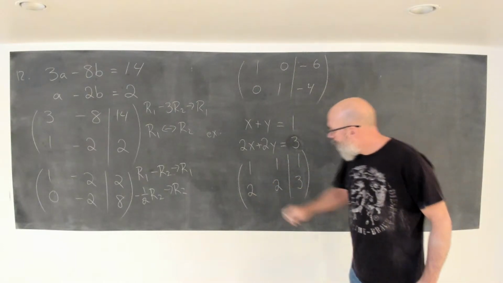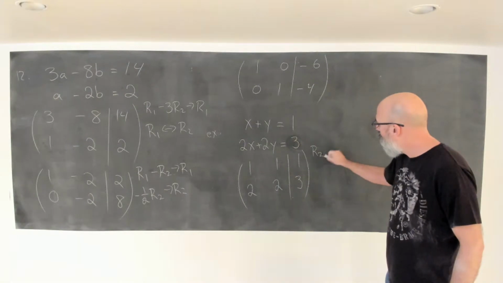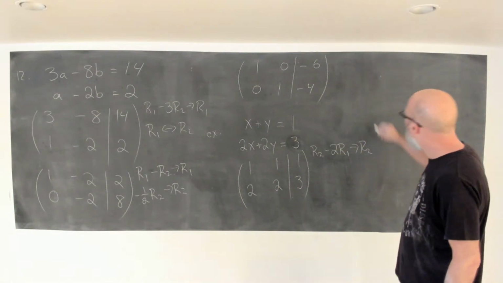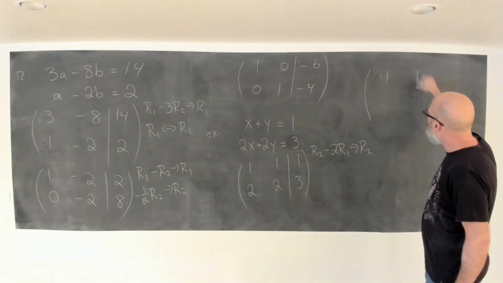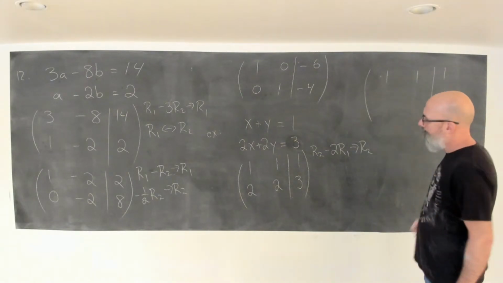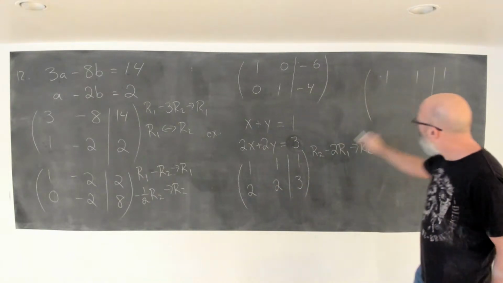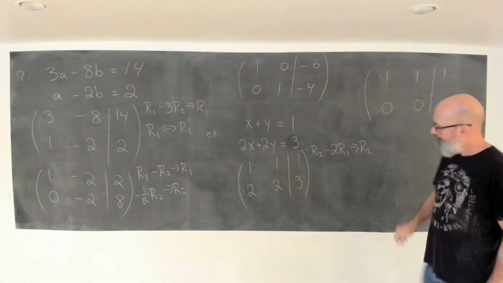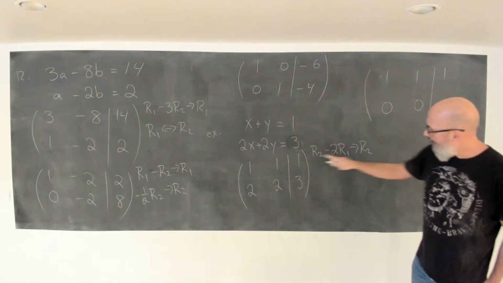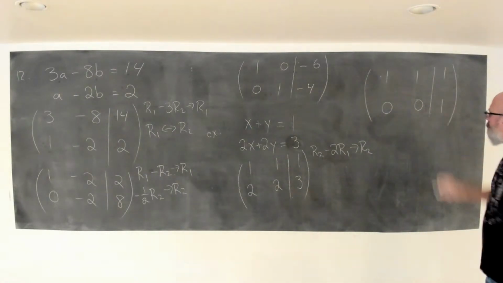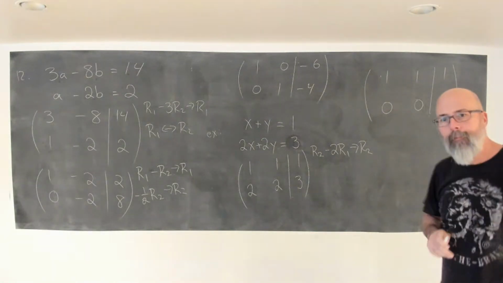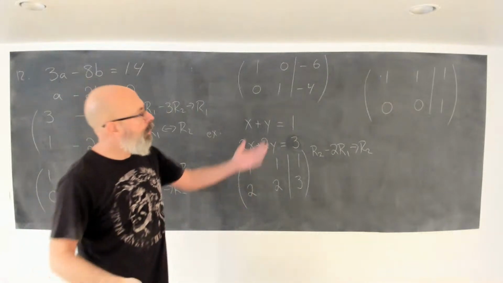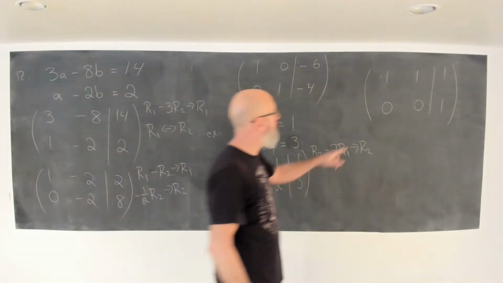Let's use this one to get rid of that 2 by saying row 2 minus 2 row 1 for row 2. So the first row remains unchanged. 2 minus 2 is 0. 2 minus 2 is 0. And 3 minus 2 is 1. If you look at the last row, what is the last row telling us?